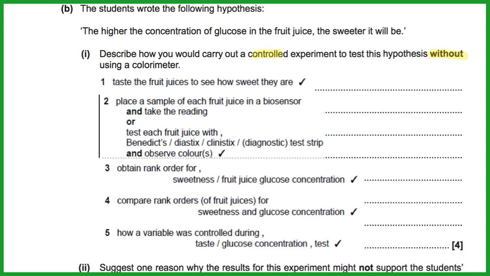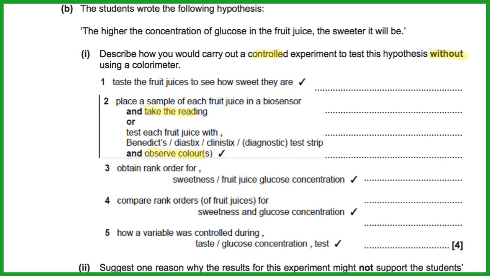So the first thing you have to do is to make a judgment of sweetness. So you're going to have to taste the fruit juices. And then you need to take a sample of each and put it into a biosensor and take the reading, or test it with a CliniStick, which will give you a range of colours, or test it with the Benedict's and observe the colours. Now crucially, you do need to say take the reading and observe the colours.